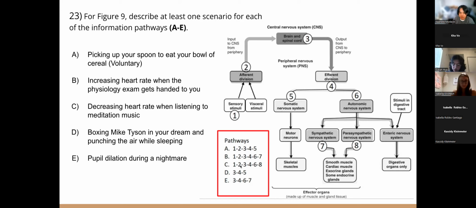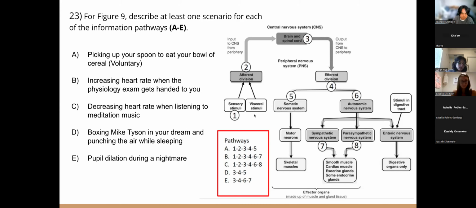The complete opposite would be scenario C, where information is traveling all the way to the parasympathetic nervous system. So when I think parasympathetic, I think rest and digest, right? Once again, because we cannot control our heart rate, this is going to be under autonomic control. These things occur automatically, right?